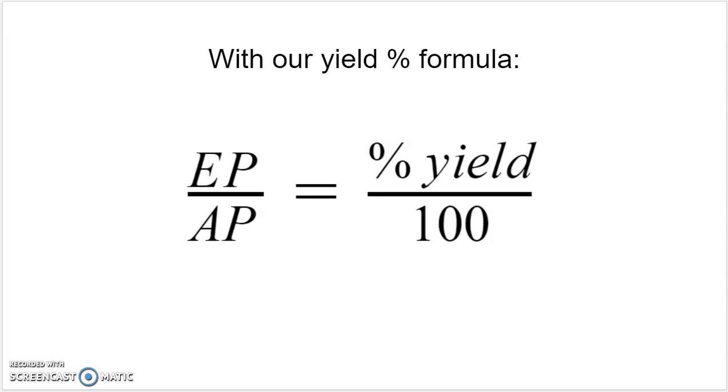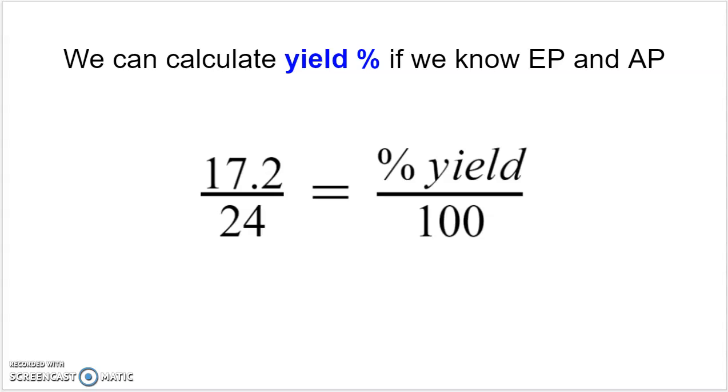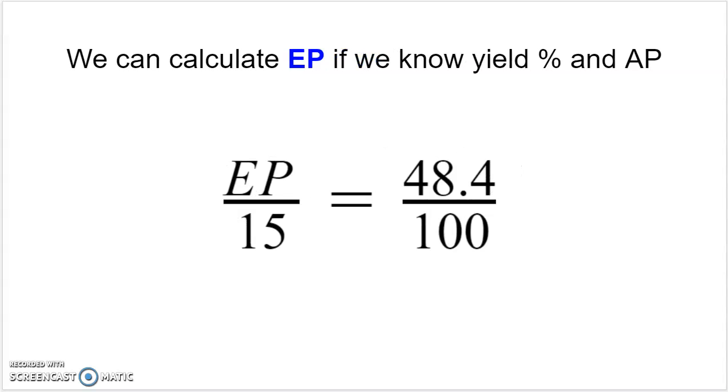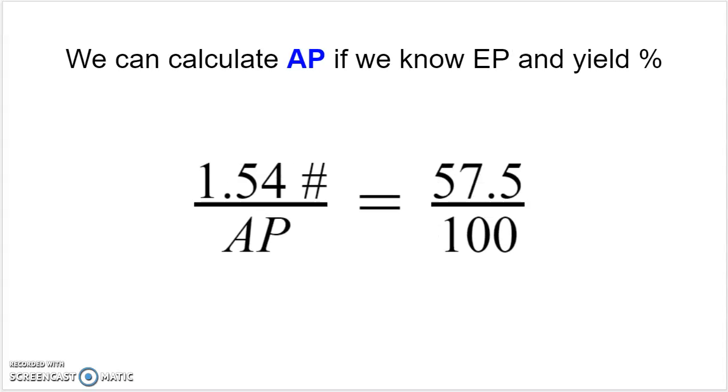So with our yield percent formula, we can calculate yield percent if we know EP and AP. That's what we did in another video. We can calculate EP if we know yield percent and AP. And we can calculate AP if we know EP and yield percent. So that one formula will let you calculate all of those things.